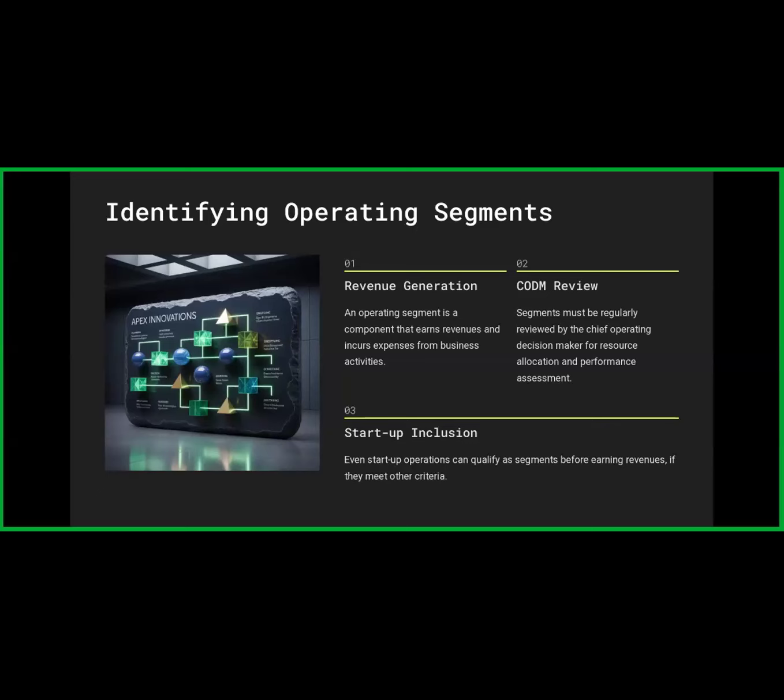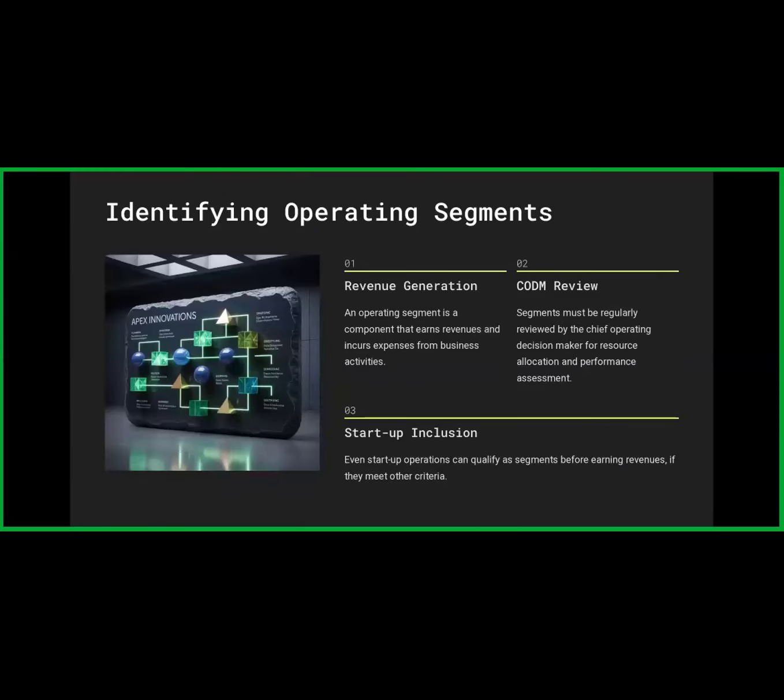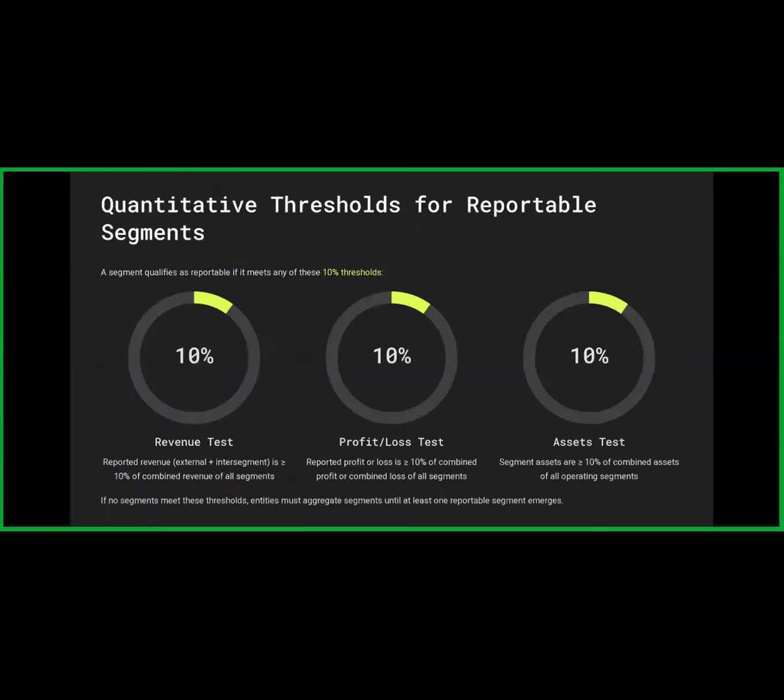Okay. Next one is the CODM review. The segment must be regularly reviewed by the chief operating decision maker for resource allocation and performance assessment. If the CODM does the allocation and performance assessment regularly, he reviews that operating segment regularly. Then and only then do we call that segment an operating segment. So this is how we identify the segment.